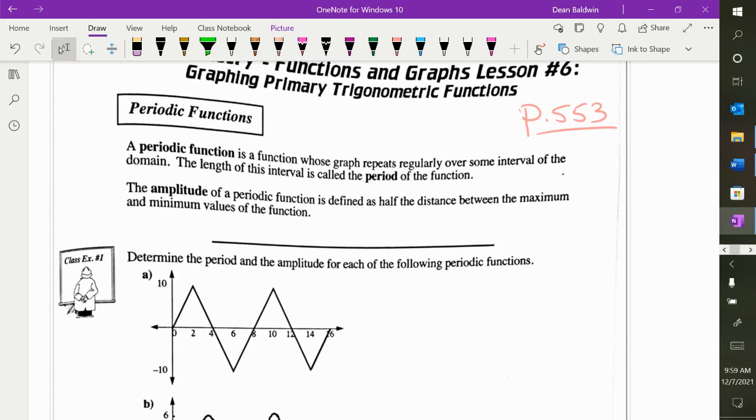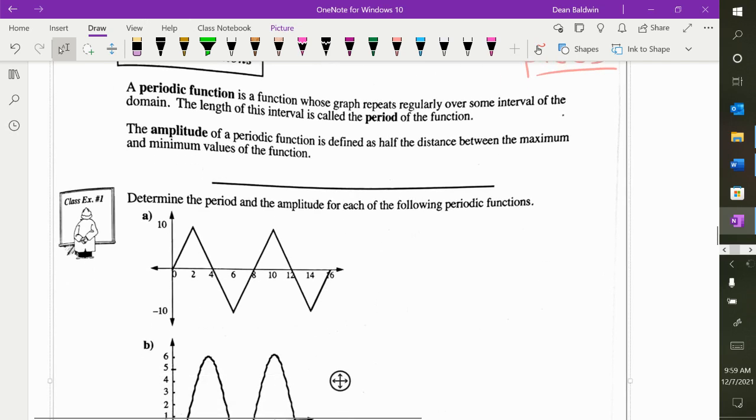So, a couple of definitions we have to learn before we can look at the trig function graphs, because they're periodic functions. You might have seen this in physics. There's what's called the period of the graph and the amplitude of the graph. Period is just basically how often it repeats itself.